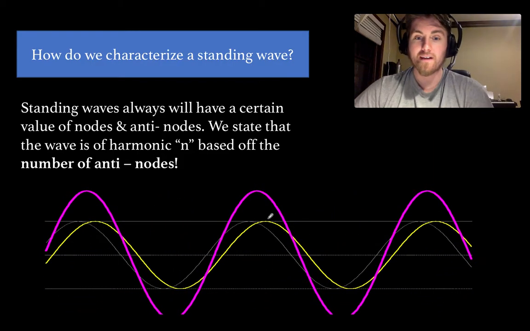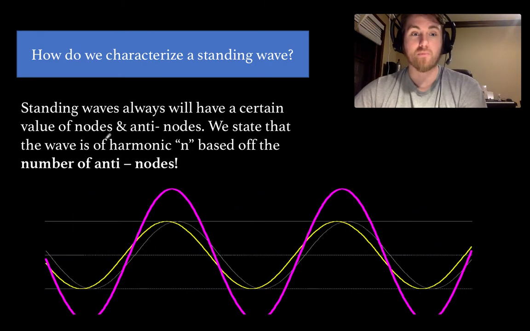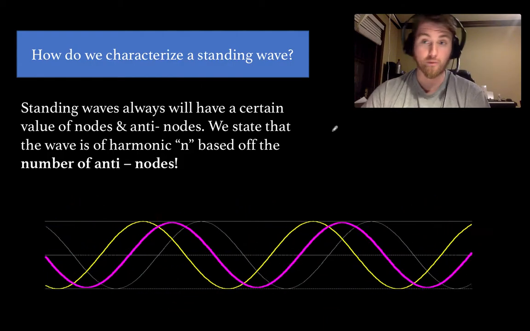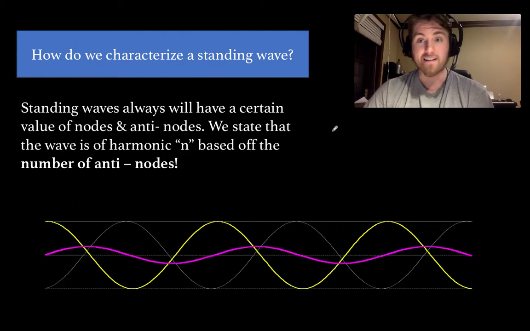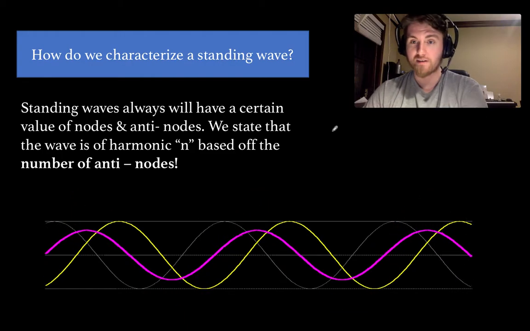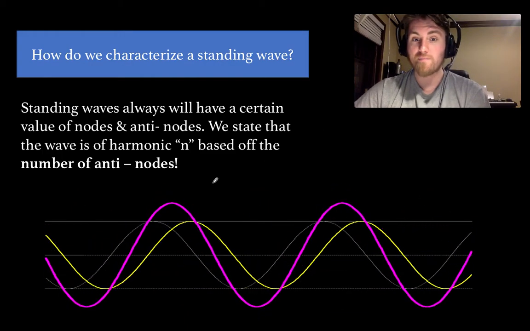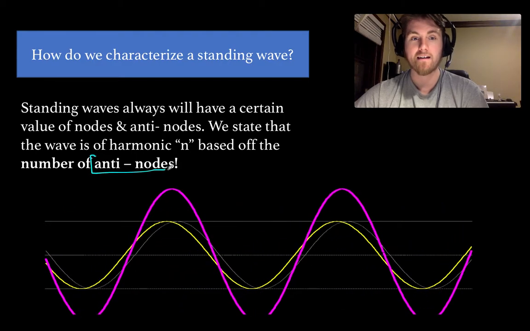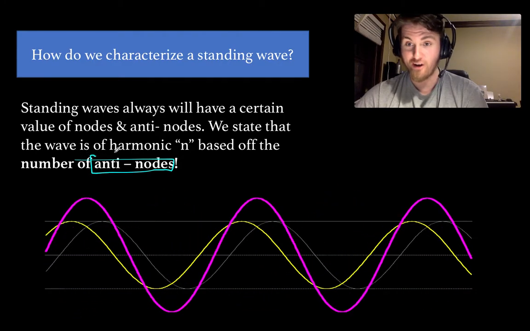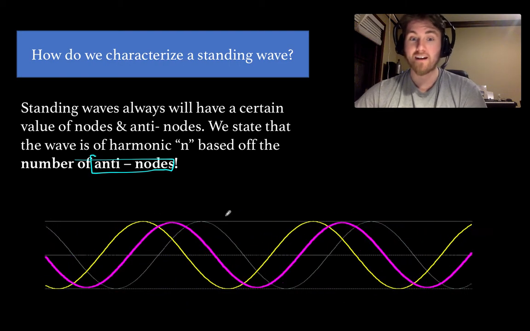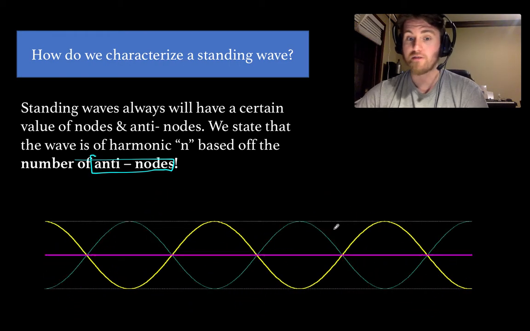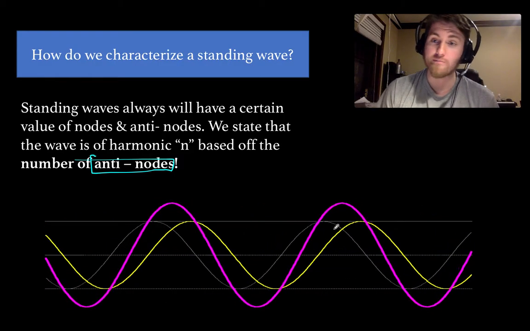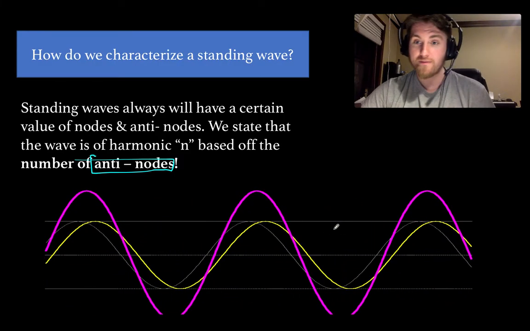So in standing waves, we always say that the wave is harmonic n, and n represents an integer here, like 1, 2, 3, 4. They can never ever be decimals, but you'll see that in a second. And it's always based off the number of antinodes. Again, it has to be antinodes, not nodes. So I just copied this GIF down below too, because I want us to go through and figure out which harmonic this standing wave is moving in.